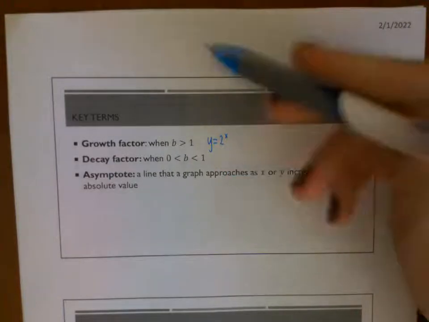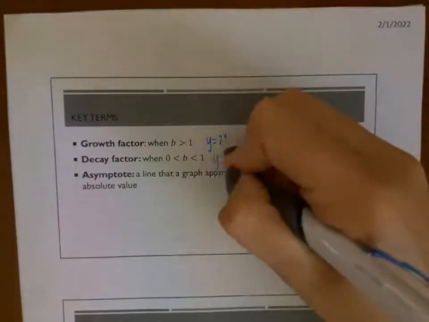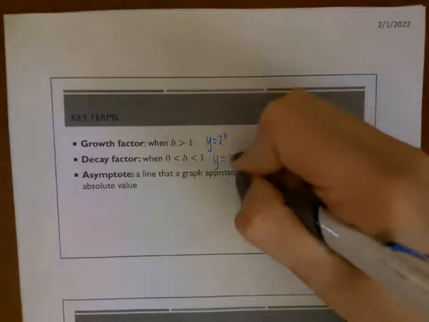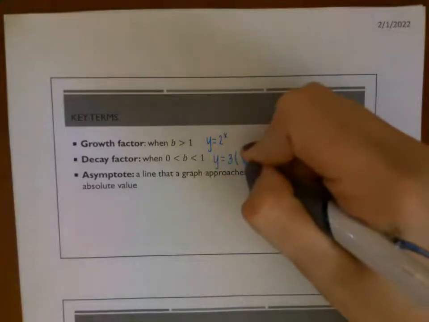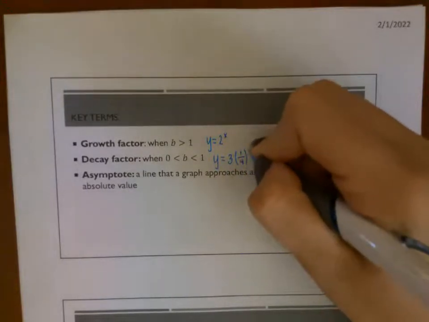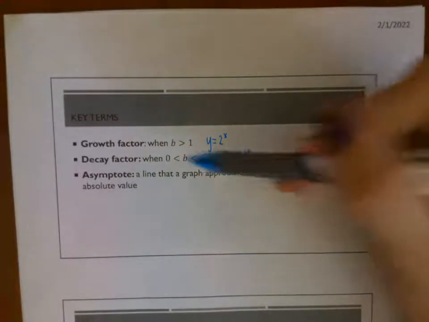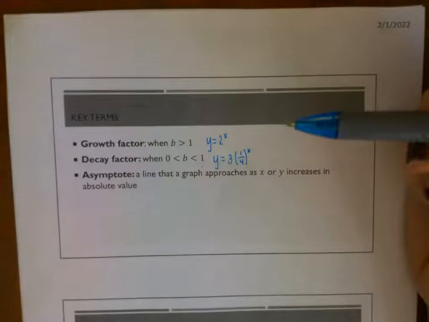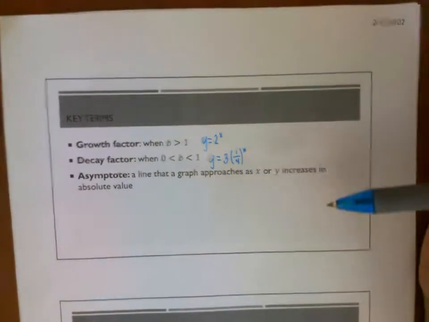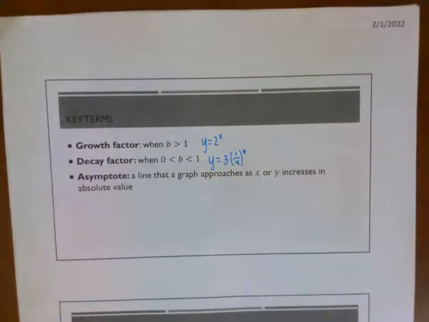But if I had y equals, let's make it a little more complicated, 3 times 1/4 to the x, that one, because this is my b value, it's between 0 and 1, so that would be a decay. Now, an asymptote is another important key term that we need to know now and moving forward. It's a line that a graph approaches as x or y increases in absolute value.